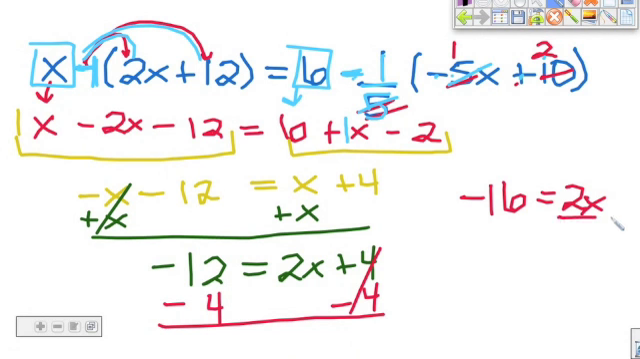To get x by itself, I divide by 2, divide by 2. These cancel, and x equals 8. A negative and a positive equals a negative. All right, hopefully this helps you for this lesson.